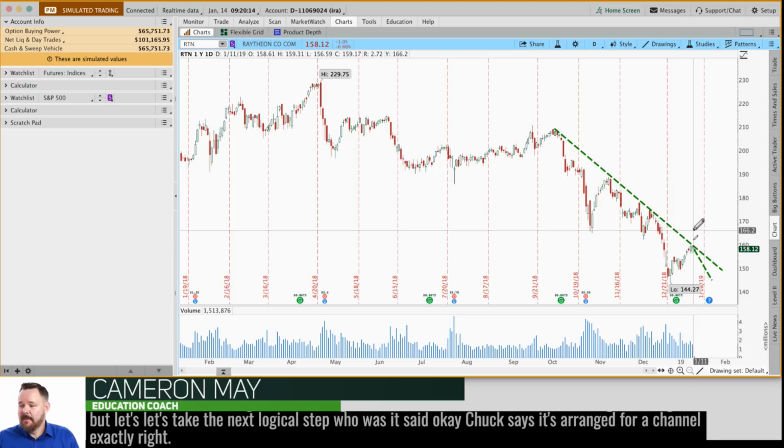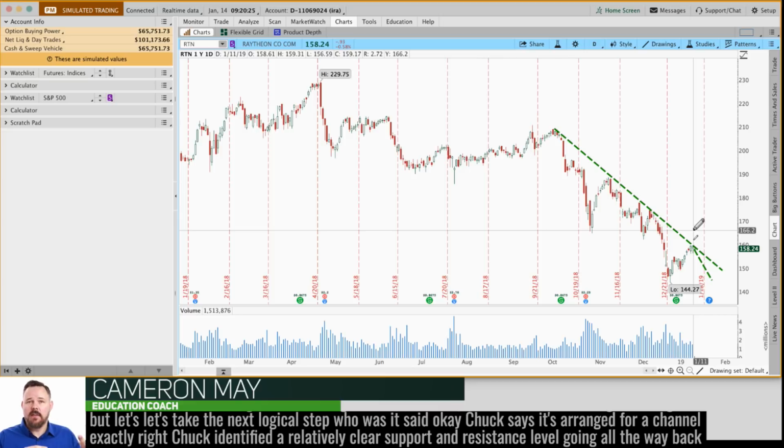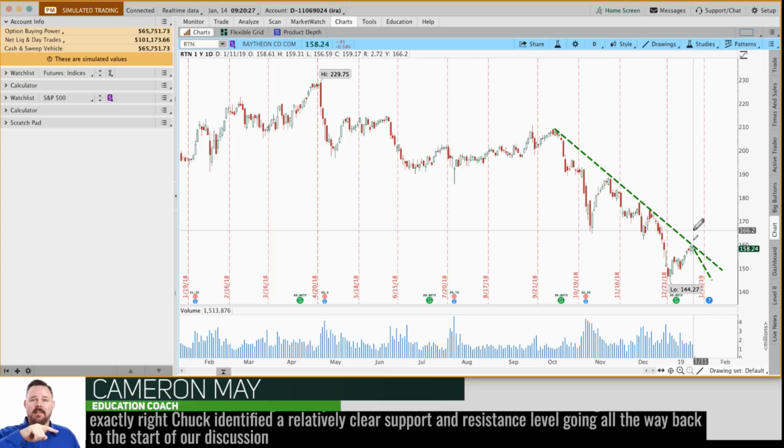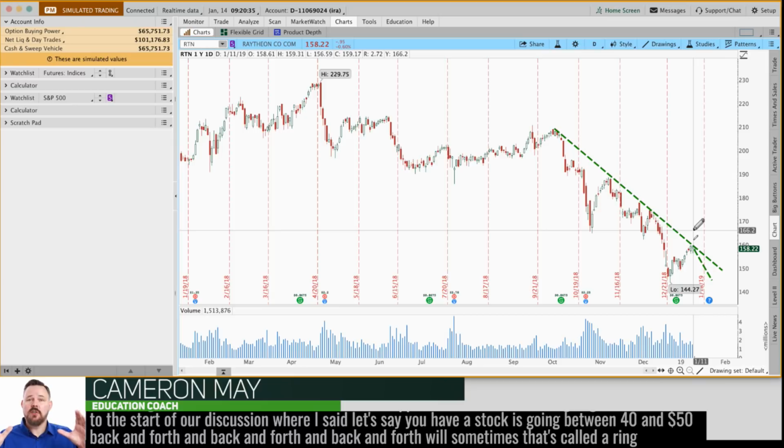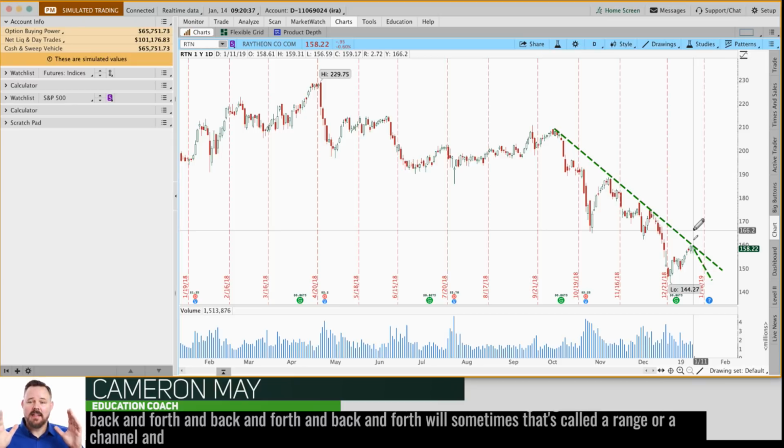Exactly right, Chuck. Even this one, Raytheon, might be a good example of that. But if you've identified a relatively clear support and resistance level, going all the way back to the start of our discussion, where I said, let's say you have a stock that's going between $40 and $50, back and forth and back and forth. Well, sometimes that's called a range or a channel, and conceivably that is tradable going up or going down or both.